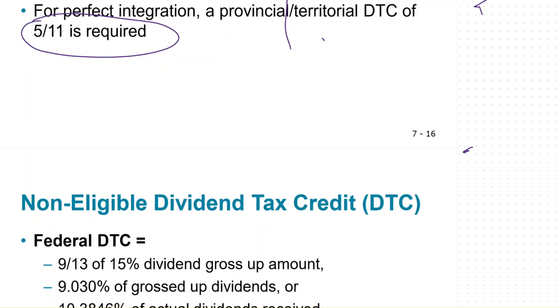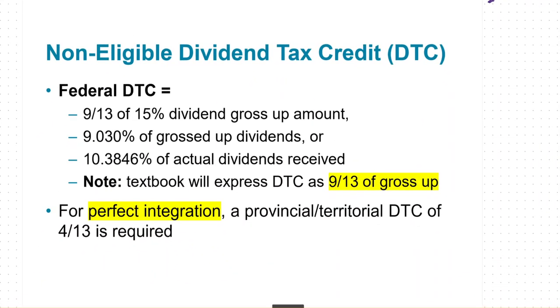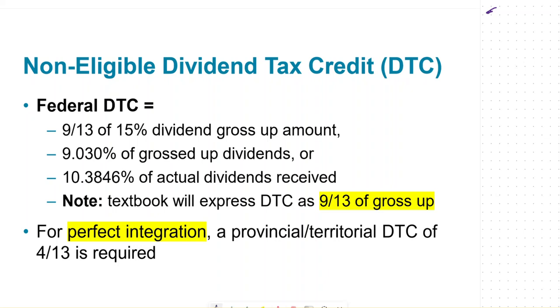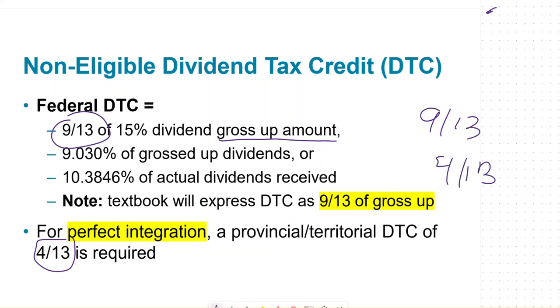So going further, let's go to non-eligible. That was your eligible. When we have a non-eligible dividend, you will again have a federal and a provincial credit. Your federal one will be 9/11 and the provincial will be 4/13. These 2 numbers you need to remember. They apply to the gross up amount. So you have 9/11 and 4/13. And if the dividends are non-eligible, they will be from your private corporation.